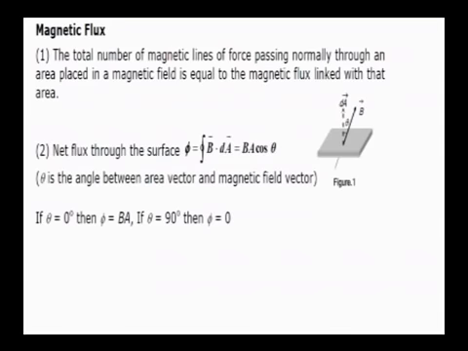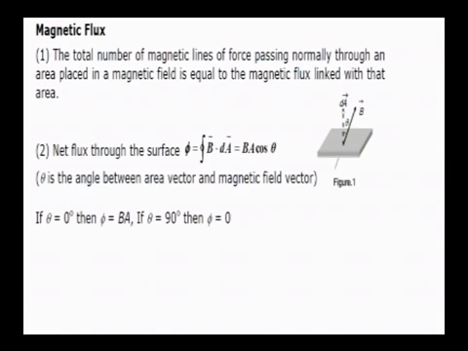You might have heard about electric flux in your second PUC electrostatics unit itself. I go with magnetic flux in the beginning here. Magnetic flux and electric flux are almost similar topics. The difference is electric flux deals with the flow of the field lines through a surface, whereas magnetic flux deals with the flow of the magnetic field lines through the surface.